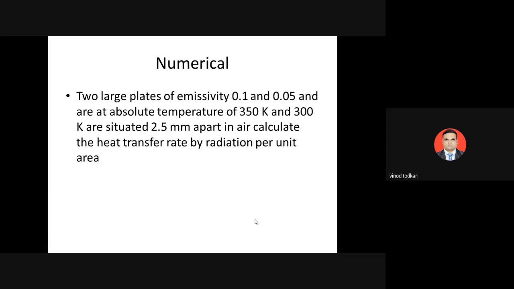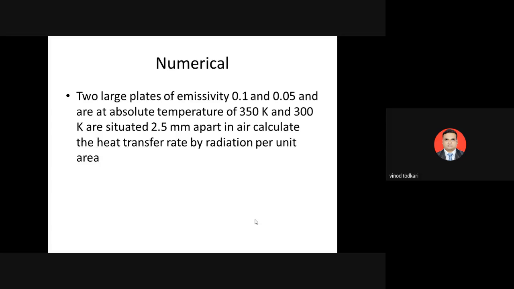Okay. So if you are having notebook and pen, you can write down this numerical, right? Now I will just read out the numerical for you. What is given in this numerical? There are two parallel plates. Large means we have to assume that the plates are infinite. Two large parallel plates of emissivity 0.1 and 0.05. So which value is given? Emissivity of plate 1 and emissivity of plate 2. So it is nothing but epsilon 1 and epsilon 2. So in this case, epsilon 1 is given as 0.1. Epsilon 2 is given as 0.05, right?